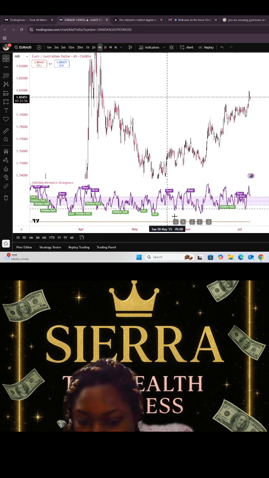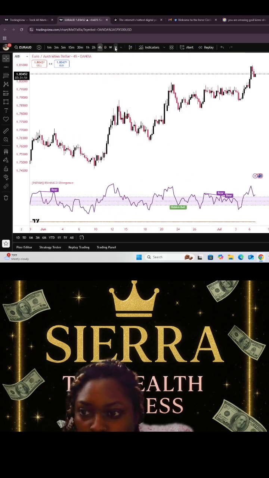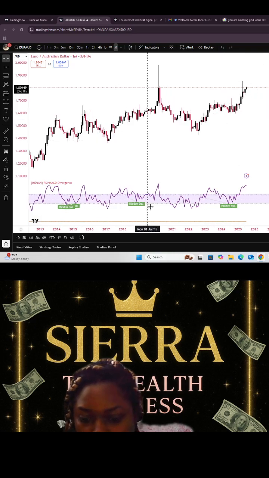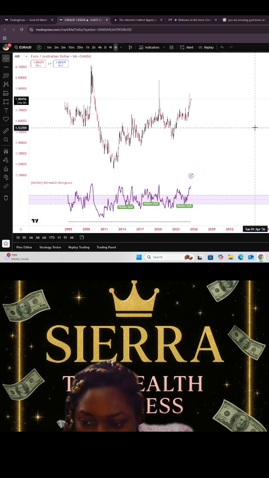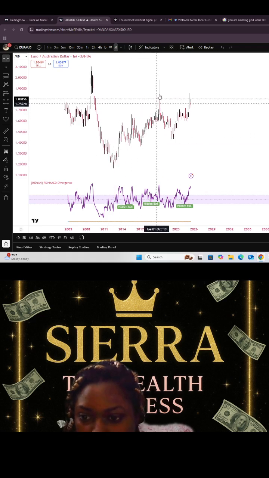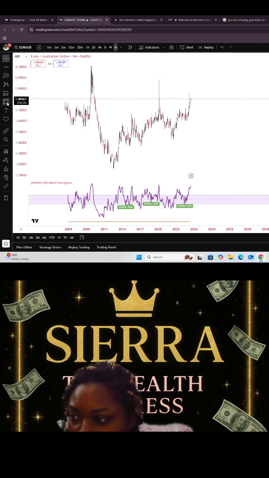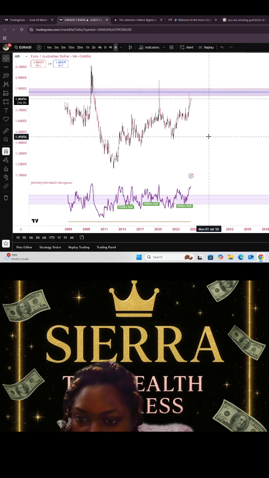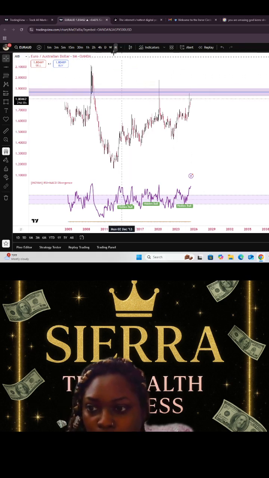Let's mark up Euro CAD. Let's see what's going on here. Let's go to our monthly. Just looking at our monthly, price sold, and now it looks like they're trying to make their way back up to all-time highs. I have a fair value gap right here, so I'm going to mark that area up for my monthly zone. And it looks like price is trying to make its way back up to this monthly 50%.